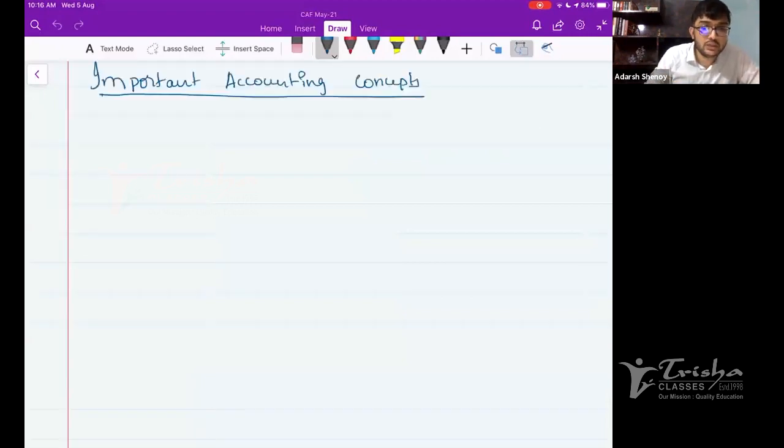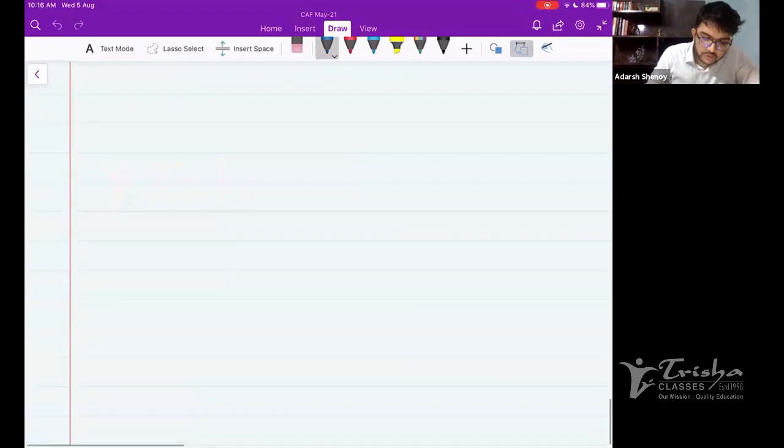A company is a separate legal entity. Okay, a company is treated as a separate legal entity. What do you mean by separate legal entity and separate entity? How is it different?